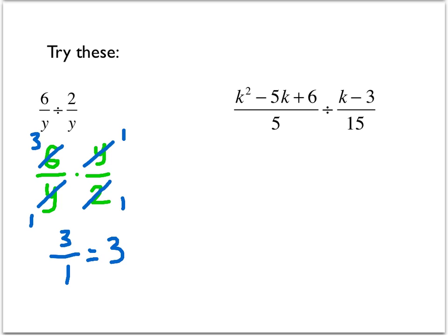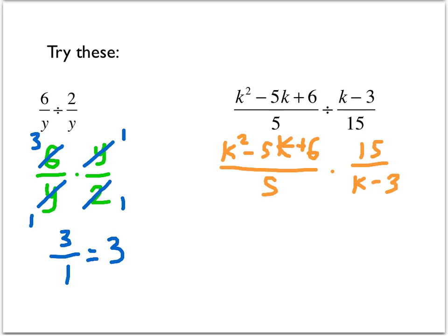Now, next one, a little trickier. Let's see what we could do here. Again, I'm going to leave that first fraction the way it is. So k squared minus 5k plus 6 over 5. I'm going to multiply now by 15 over k minus 3. Again, this looks a little suspect as to what I can cancel until I remember that I can do some factoring. So let's think about that.